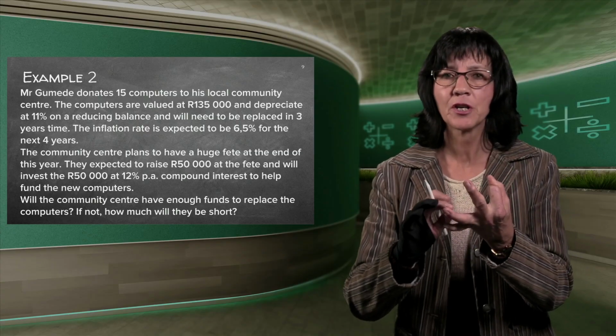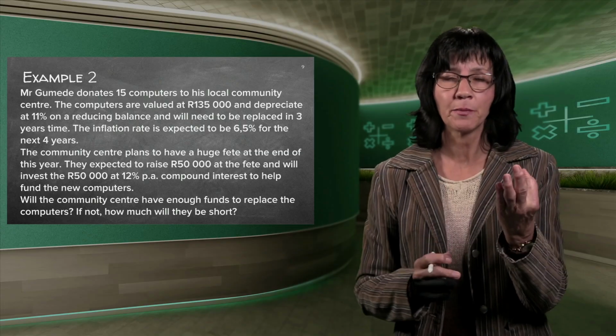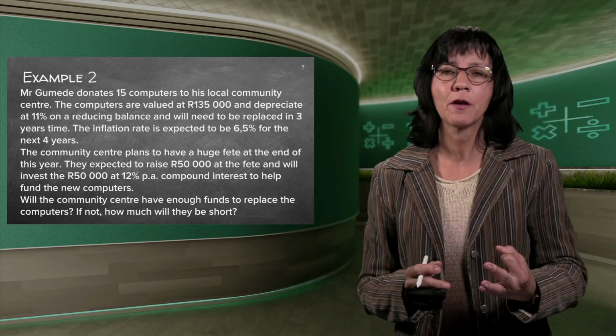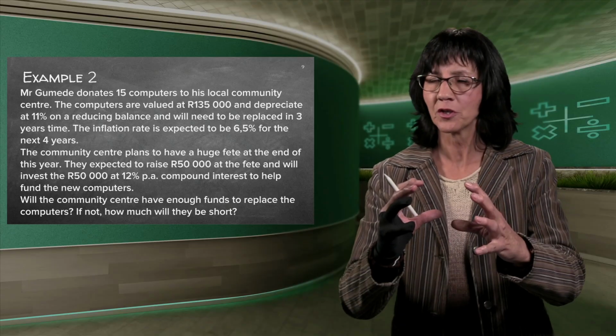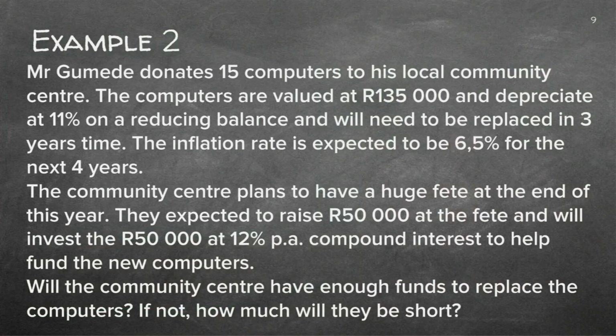Inflation, depreciation, and the investment that the parents made. So that is the best way of asking finance: one question only, and it covers everything. Okay, Mr. Gumede donates 15 computers to his local community center. The computers are valued at 135,000 Rand. So all the computers are valued at this, so this is the present value, you agree?